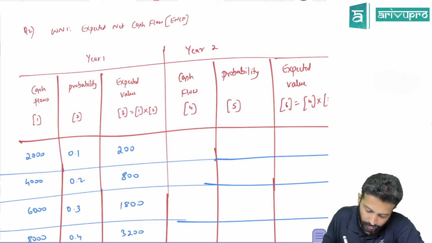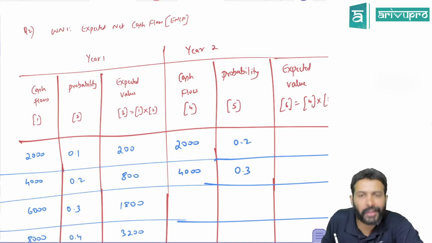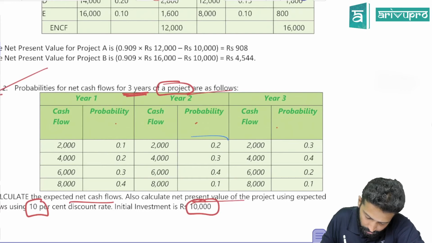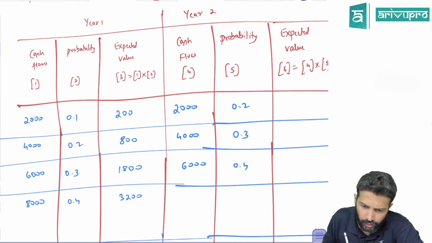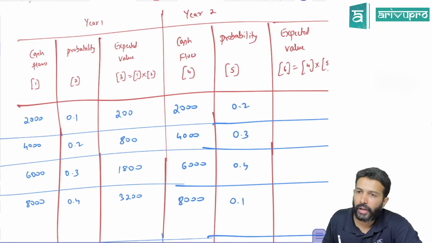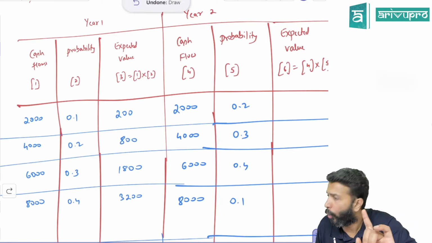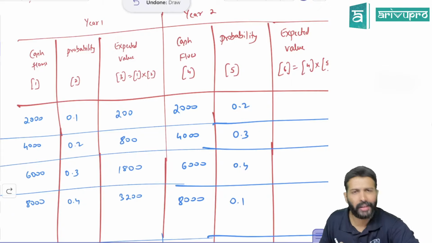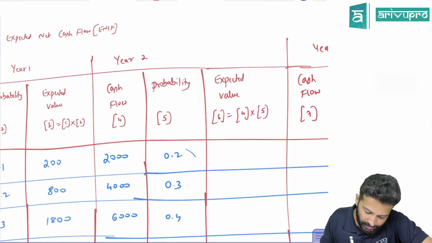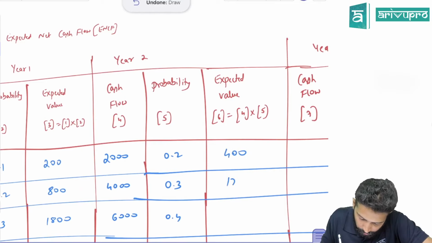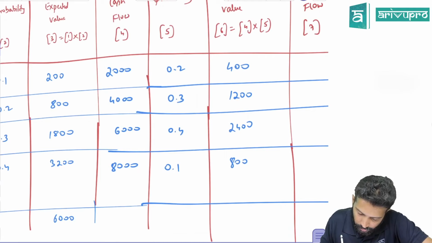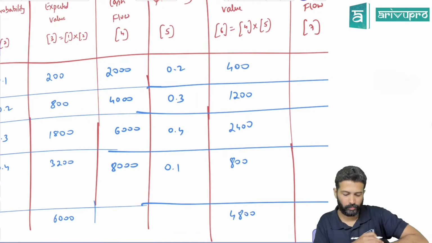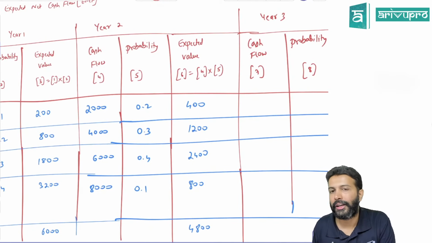Similarly, for the second year, the cash flow given is 2000, 0.2. 4000 is the cash flow. Probability factor is 0.3. This I'm copying. Okay, these ditto I'm copying. Here it is 6000 and 0.4 and 8000 and 0.1. If you add the probability factors, it will sum up to 1 because it is 100%. Even everywhere, whenever you add, it will come up to 1. Okay, the expected value is the multiplication of these two, so it will be 4800 is your expected value for the second year.